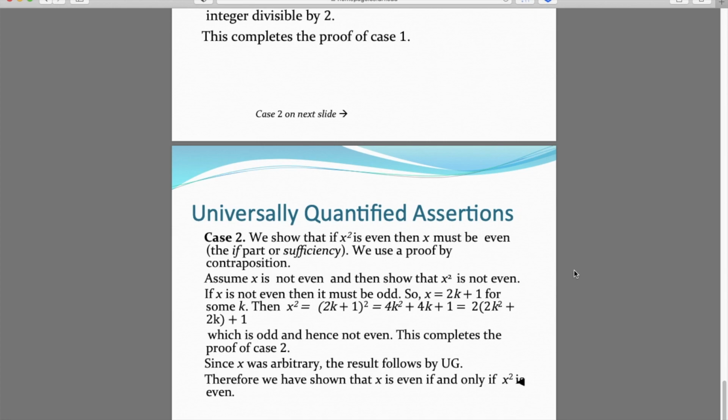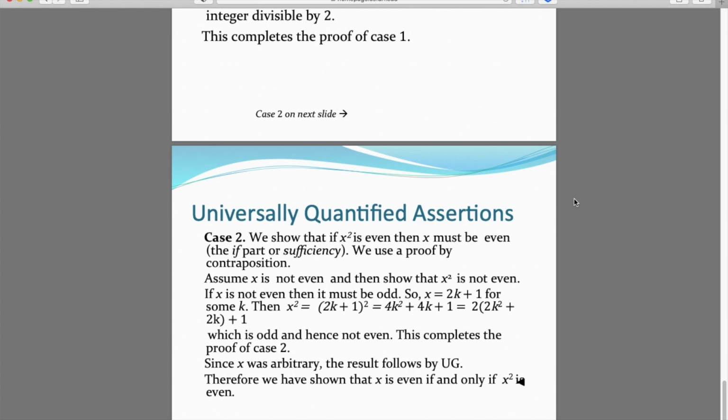If x is not even, then it must be odd. So x equals 2k plus 1 for some k, and of course, k being an integer. Then x squared is equal to quantity 2k plus 1 squared, which equals 4k squared plus 4k plus 1, which equals 2 times quantity 2k squared plus 2k, plus 1, which is odd and hence not even.